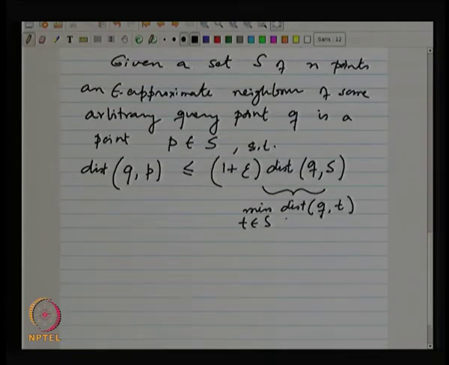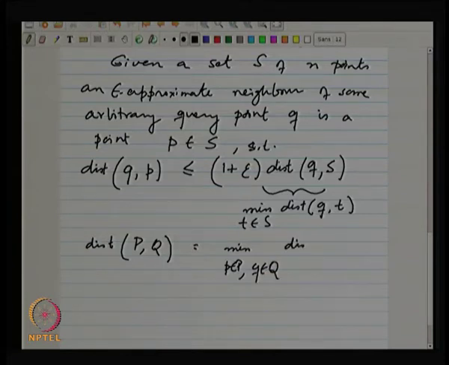Analogously, since I have brought out this notation, the distance between, let us say, 2 point sets P and Q is also defined as min over all pairs, p belonging to P, q belonging to Q, of the distance. So, this is a metric basically for given 2 point sets. The minimum distance between the 2 point sets is basically take the closest pair of points where one point is in this set, the other point in the other set.